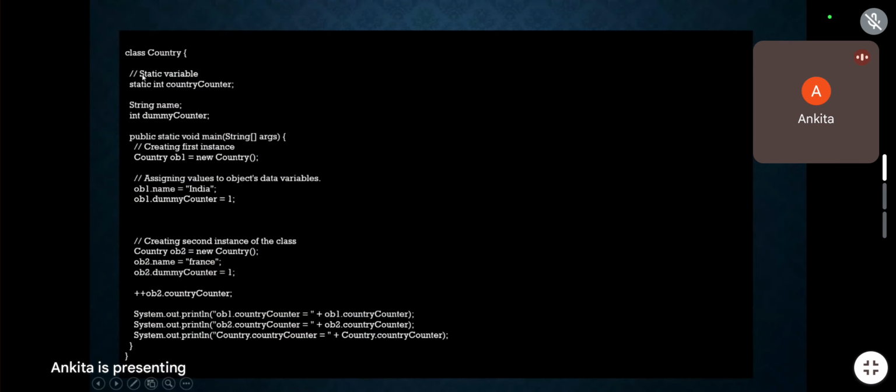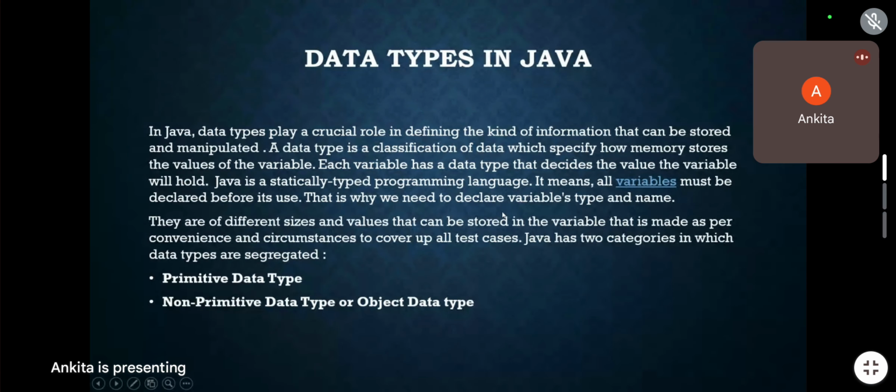So here the example: static int counter. Static is the keyword which is being used along with the variable name. When we want to access it, we can access it with the class name. For example, here we have the class name dot counter. So the next slide, data types in Java.